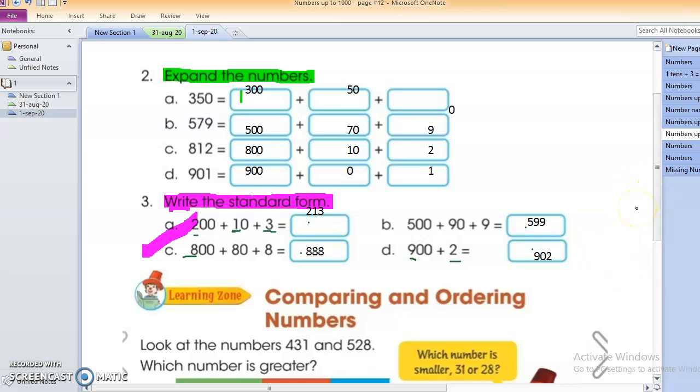So we completed question number 3. By the way, you have to complete this in your book. Now after this you have to take out your notebook and start working in your notebook. I'll show you what to write in your notebook.